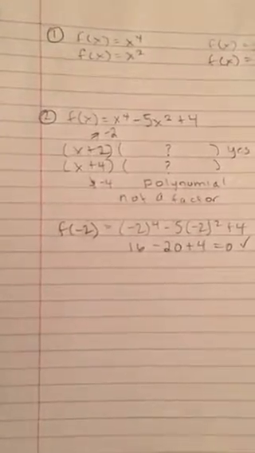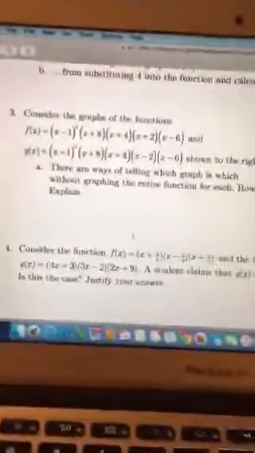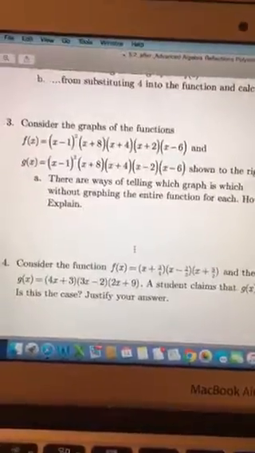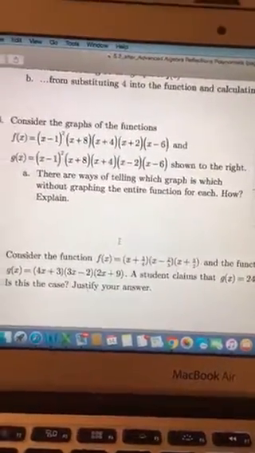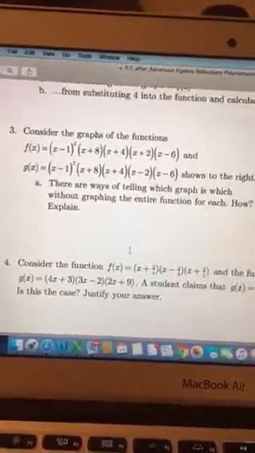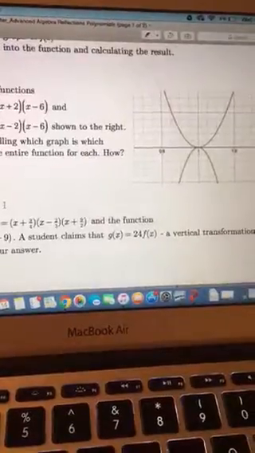All right, so number 3. So this was number 3 in what they're looking at. And what I'm going to say to you about number 3 in this one is there are ways of telling which is the graph without actually graphing it. So without actually putting this into a graphing calculator, you can actually tell which one is which.